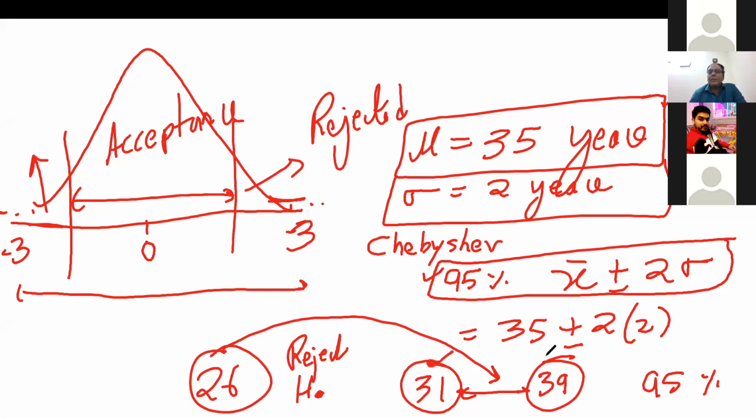This is the lower limit, this is the upper limit, and with the help of this upper limit and lower limit, we can find out whether my sample belongs to this population or not. This is the concept we used in the Chebyshev theorem, but in hypothesis testing we make a small change. So now I'm using the same concept in hypothesis testing.